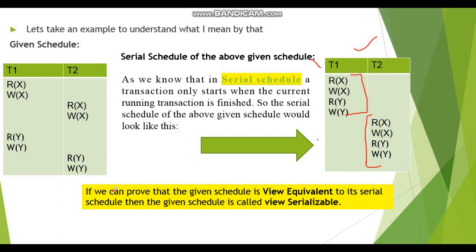Now, an important thing over here: if we can prove that the given schedule is view equivalent to its serial schedule, then the given schedule is called view serializable, okay. If we can prove that this non-serial schedule is view equivalent to its serial schedule, then we say that the given schedule is a view serializable schedule, right?